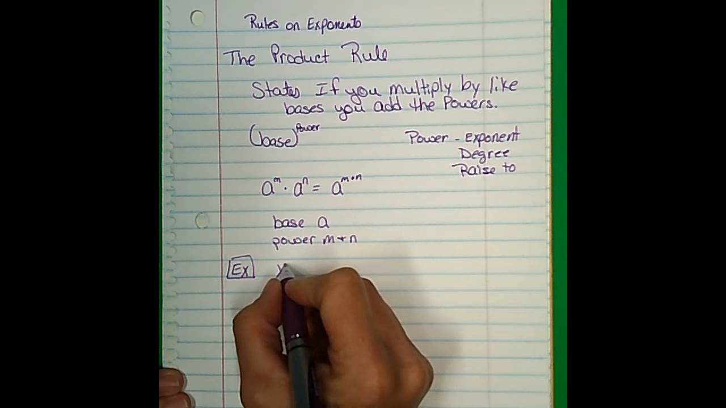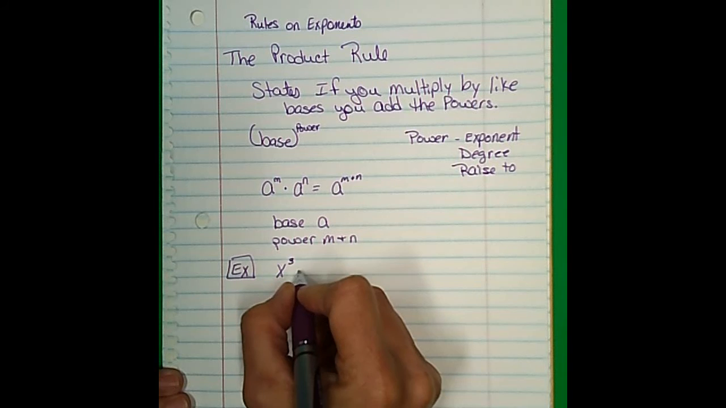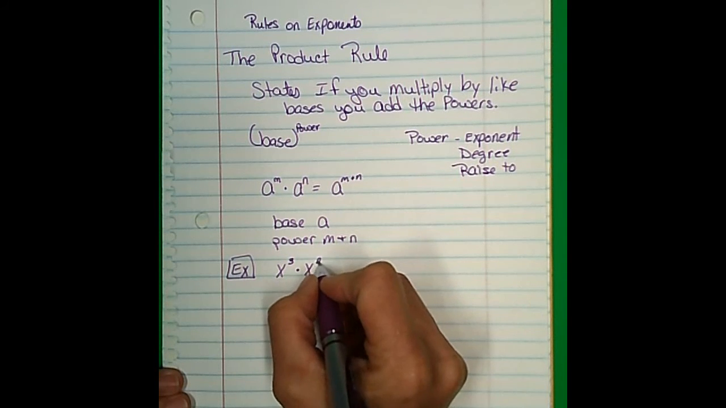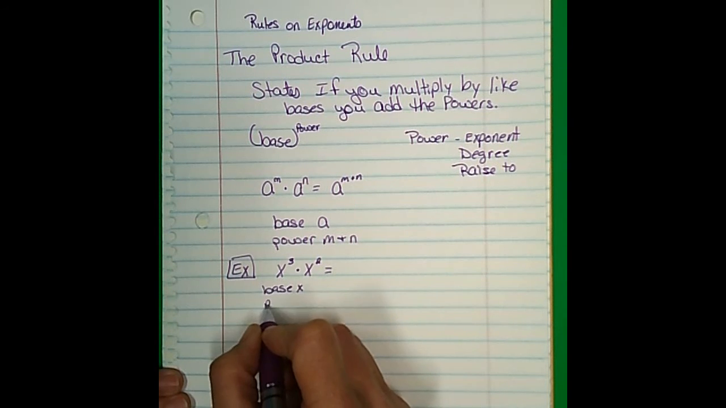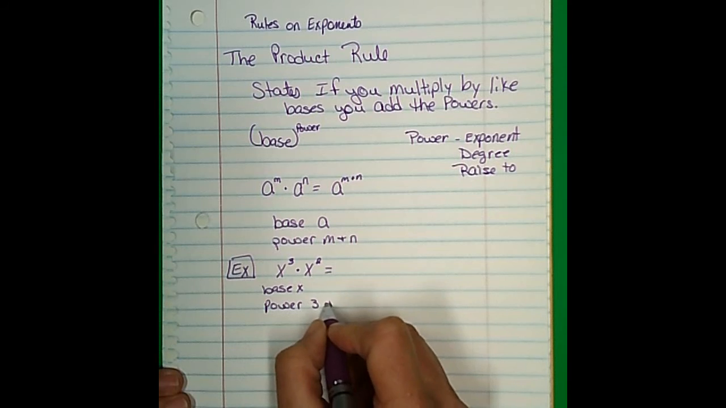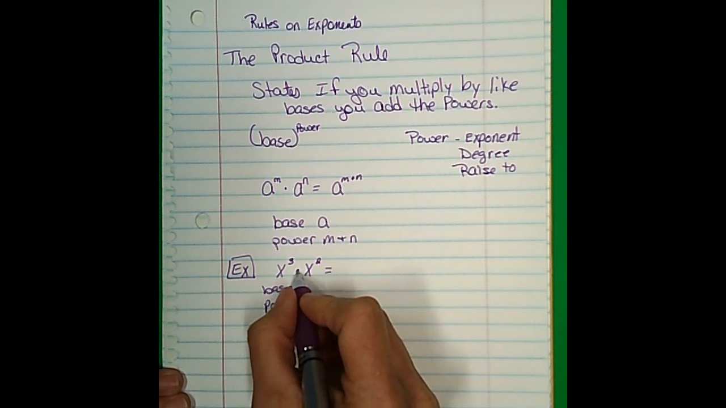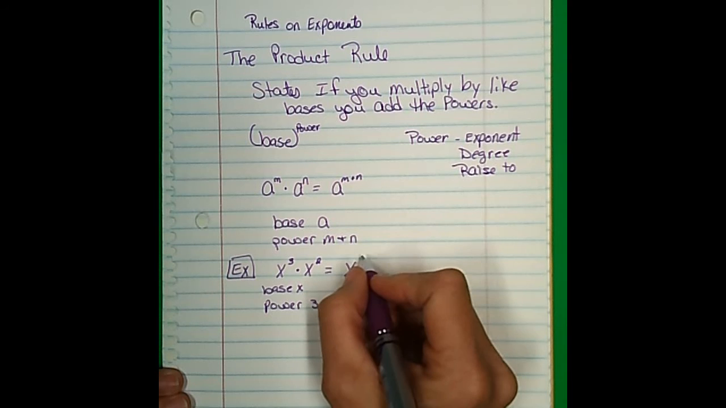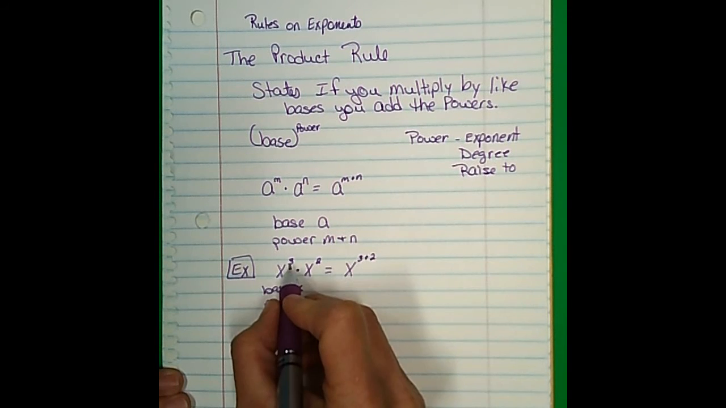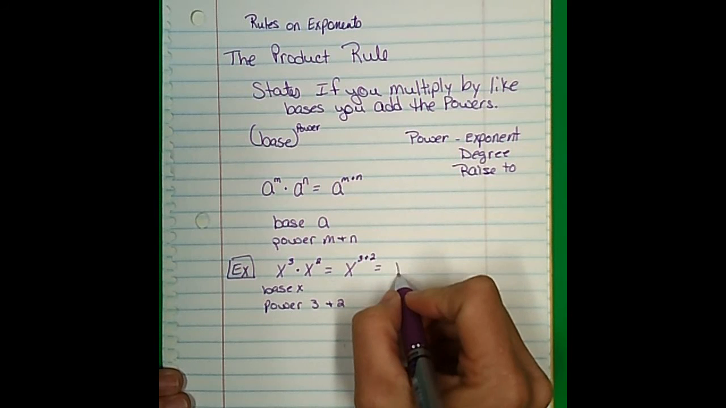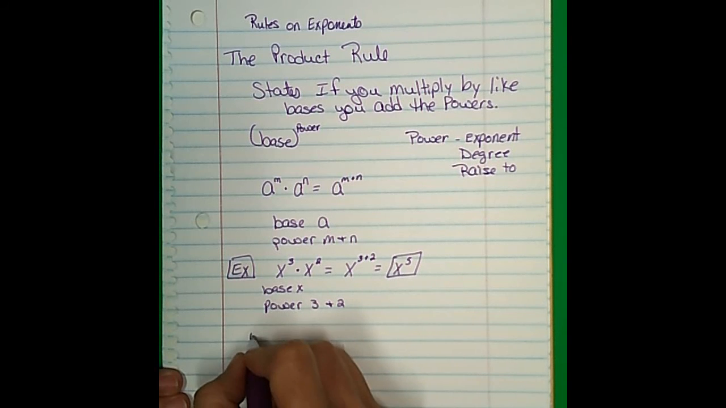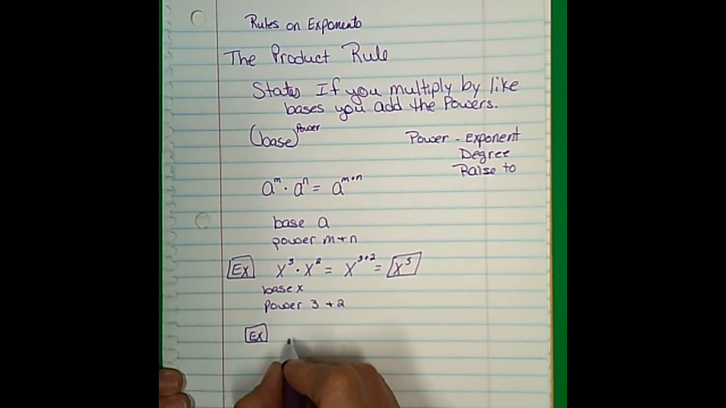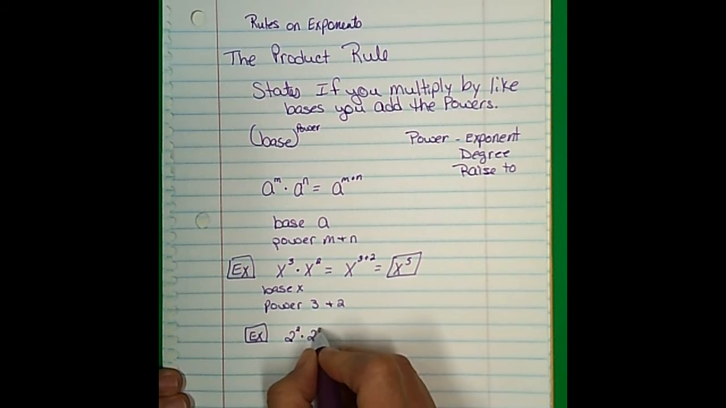So say I have x raised to the third power times x raised to the second power. We agree here, my base here is x, and my powers here are 3 and 2. So since we're multiplying like bases, we're going to write the base once, and we're going to add the powers together. 3 plus 2 gives me 5. Now that's my answer because I don't know the value of x, but let's use something that we do know the value of.